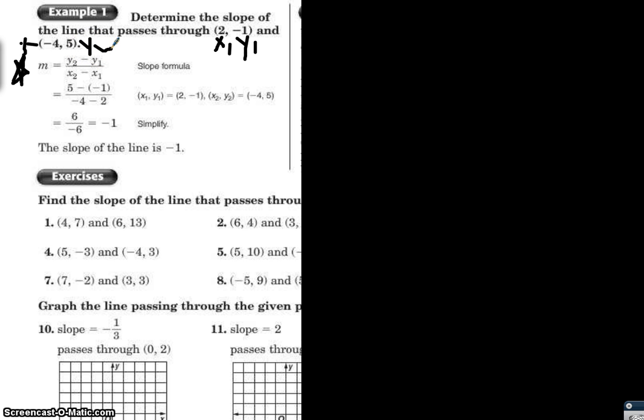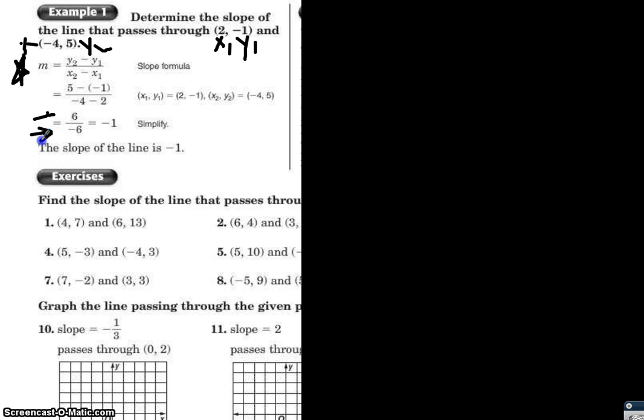Okay, so here I'm going to have 5 minus a -1 divided by -4 minus 2. Now remember, if I have minus a negative, what happens to that problem? That's right, it becomes plus. So 5 plus 1 is 6. That's where we get this 6 right here. And -4 minus 2 is a -6. And that's where we get the -6 right there. So if I divide 6 by -6, I get -1. So the slope of this example is that m is equal to -1.